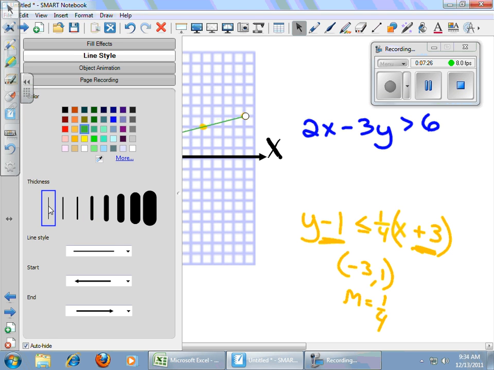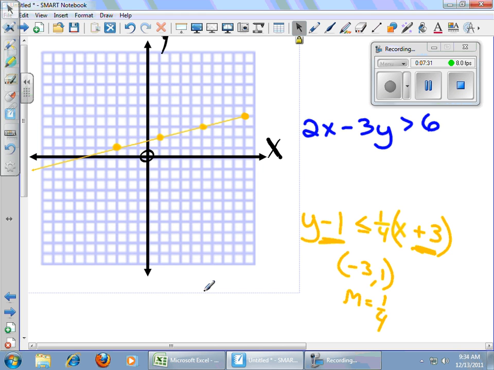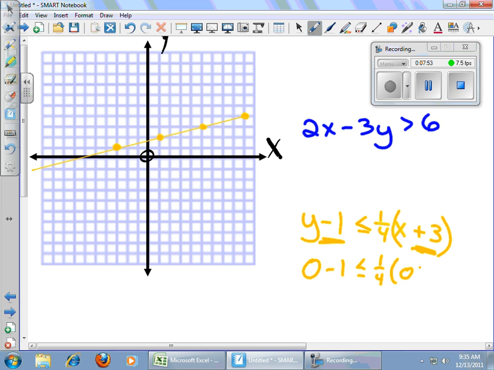Okay. There we go. Now I have to decide where the shading is going to occur. Well, I will plug 0, 0 in and see if I get a true statement. So I'm going to erase my point and slope because they're in my way. I get 0 minus 1 is less than or equal to 1/4 times the quantity of 0 plus 3. Well, that means that -1 is less than or equal to 3/4, and I believe that is a true statement.